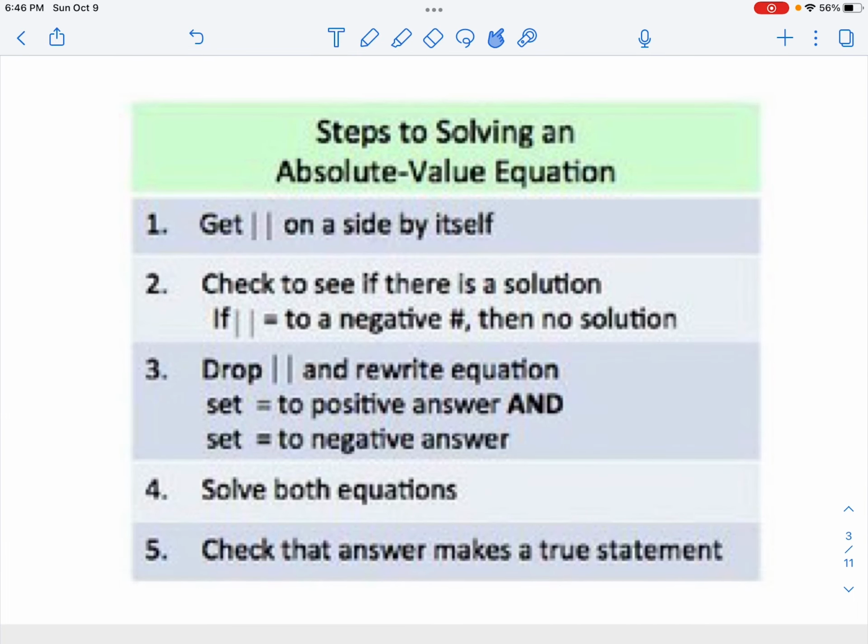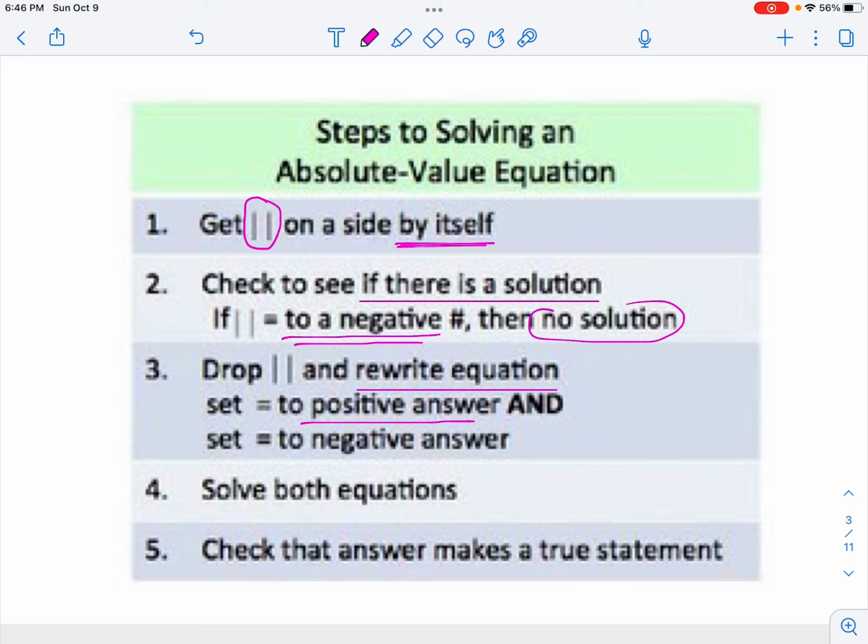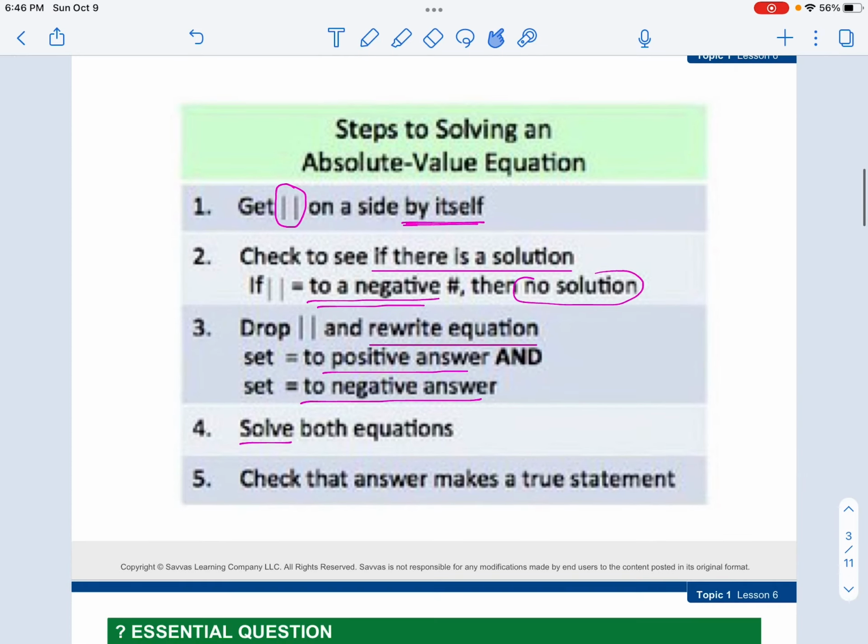So the steps to solving an absolute value equation: first, you want to get the absolute value on a side by itself. Second, you're going to check to see if there is a solution. If the absolute value is equal to a negative number, then there is no solution. You're then going to drop the absolute value bars and rewrite each equation, setting one equal to a positive number, one equal to a negative number. Solve both equations and check that the answer makes a true statement.